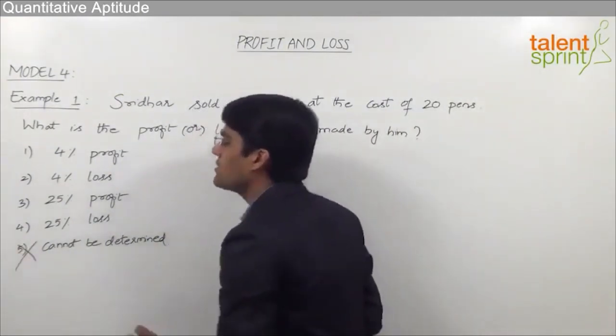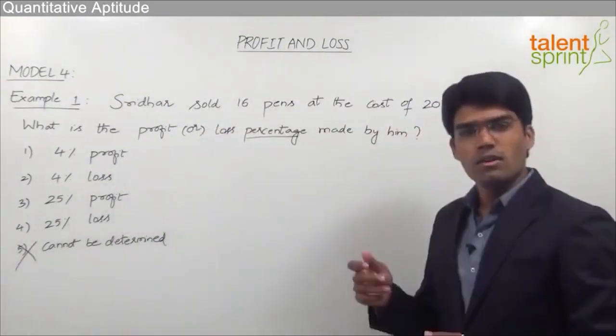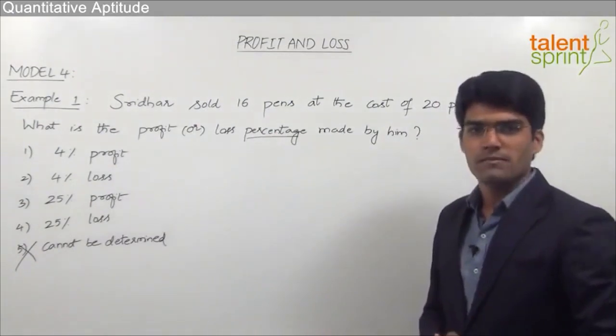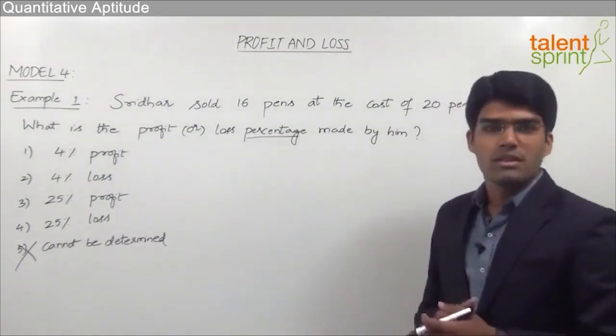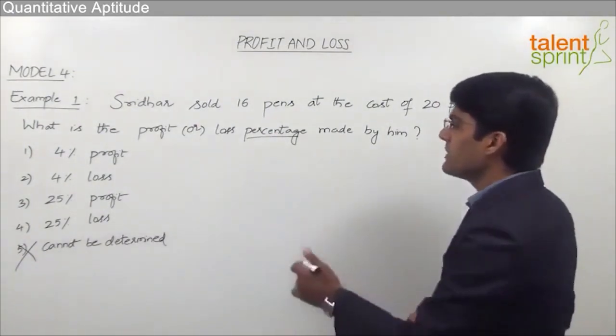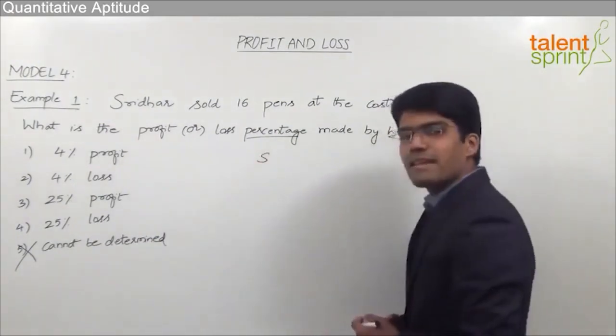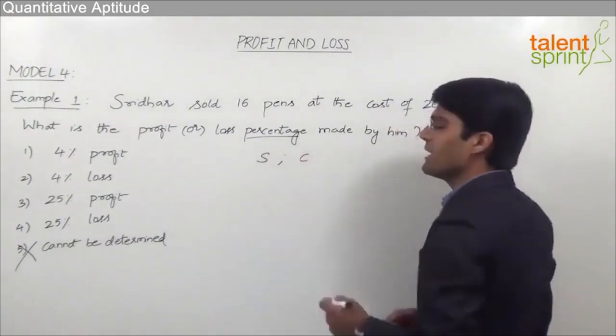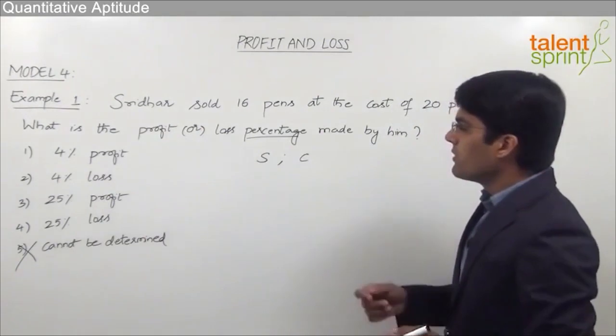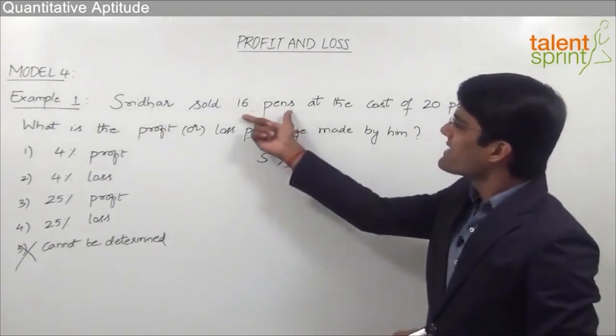This question can actually be answered even though the cost price and the selling price have not been given. So let us see how to solve this question. Let us assume that the selling price of each pen is S and the cost price of each pen is C. Now if you read the statement here, Sridhar sold 16 pens.